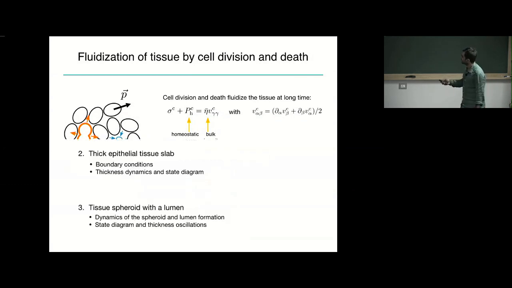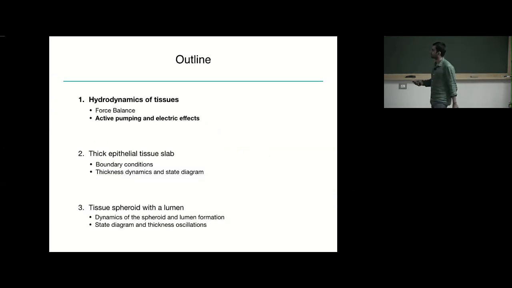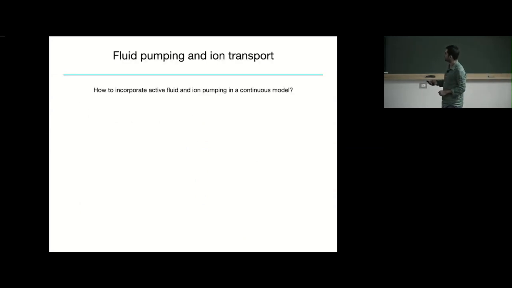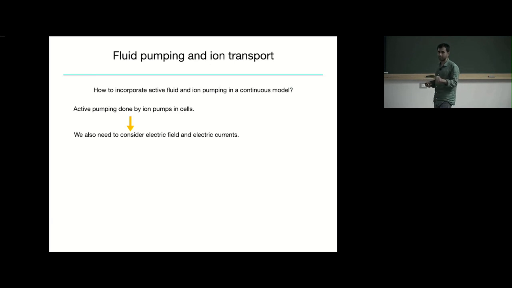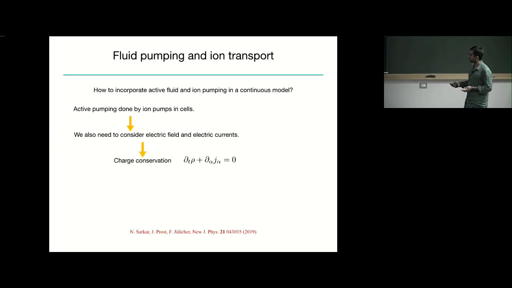Okay, so now moving on to the pumping phenomena in the tissues. How do we incorporate active pumping, the fluid pumping and the ion pumping, in a theoretical model? The cells have ion pumps, which basically account for the fluid flow and the ion flow throughout the cells and inside the tissue. So we need to consider electric fields and electric currents also. To do that, we need to take into account the charge conservation equation, where rho is the charge density and J alpha is the current density in the tissue.